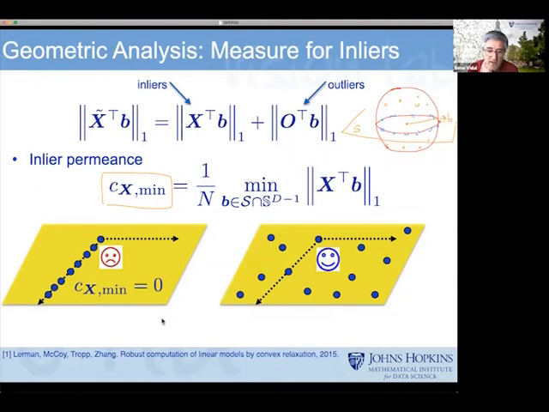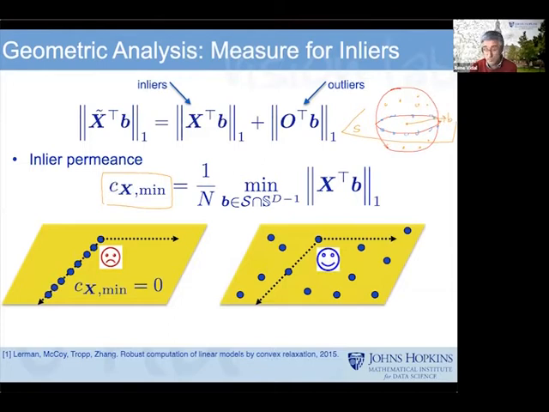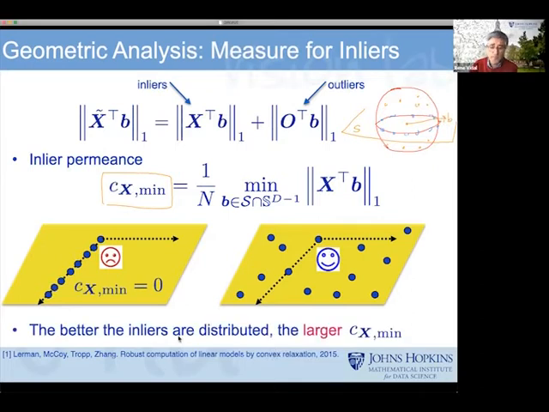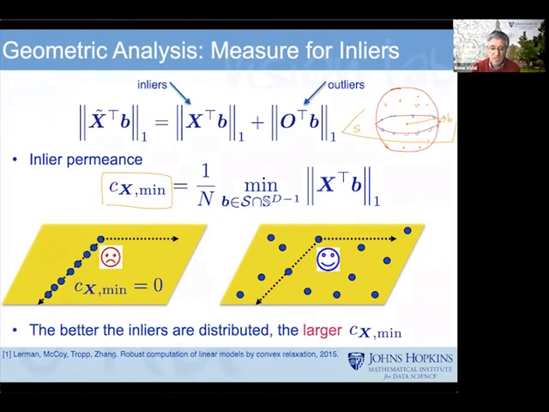On the other hand, if the data is well distributed in the subspace, once you project it, it'll be well distributed on that circle that I drew on the top right, the circle of blue points. And therefore, this quantity is going to be larger. So the main point is that the better distributed the inliers are, the larger this value of CX mean. So CX mean therefore characterizes the distribution of the data, and it measures how well distributed it is.